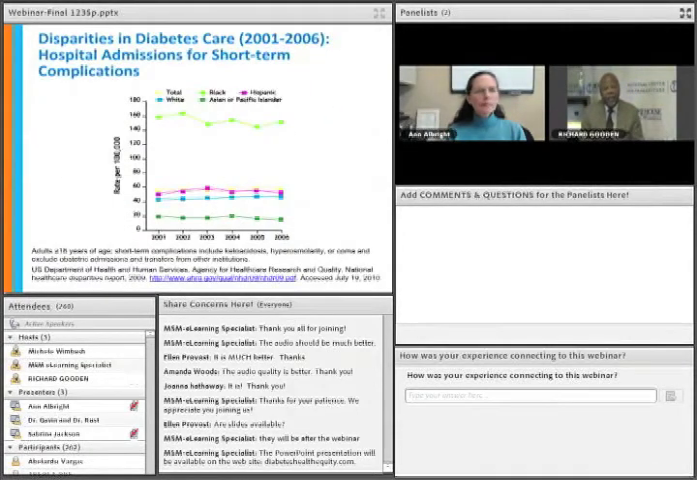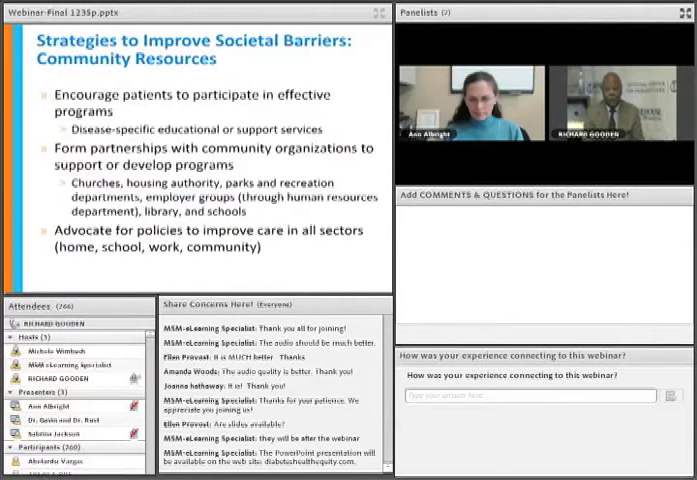And then when you look at hospital admissions for short-term complications of diabetes, you find that by far blacks exceed other groups in terms of the frequency of those kinds of admissions. Clear evidence of disparities. Now, what are the strategies that can help us remove some of the barriers that are contributing to these outcomes? Well, we need to encourage patients to participate in effective programs, disease-specific education, and disease-specific support services. Partnerships are essential, and we need to pull all of the elements of community together in these partnerships.